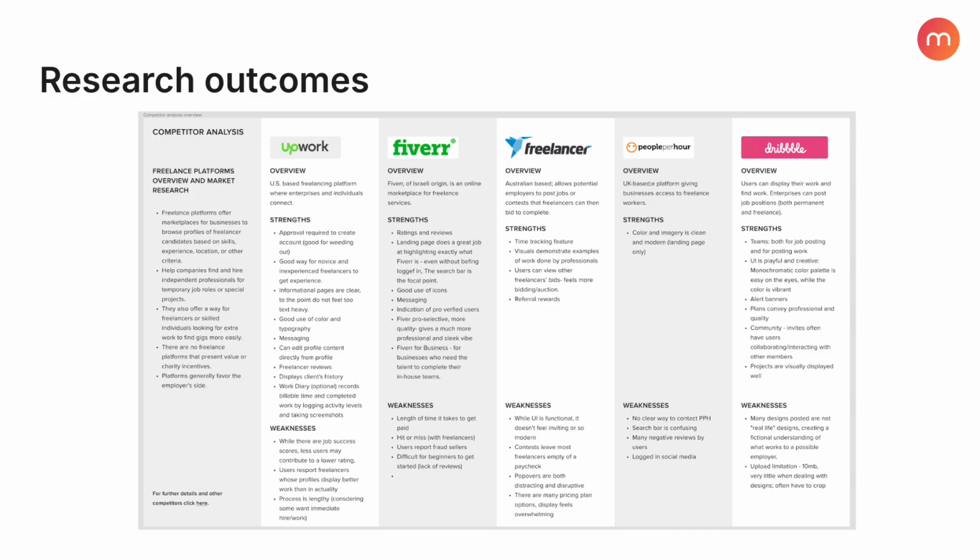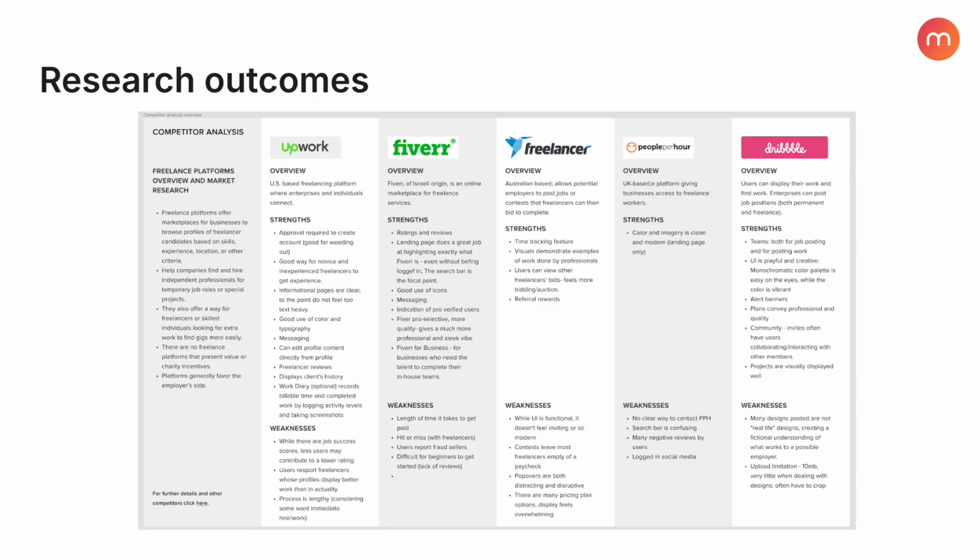But every platform also has its weaknesses. Upwork's long processes can feel slow for users who want immediate work. Fiverr's marketplace is large but can be hit or miss in quality. Freelancer's interface feels dated and cluttered. People Per Hour lacks clear contact options and receives mixed reviews, and Dribbble, while beautifully designed, sometimes gives an unrealistic view of client expectations and limits upload sizes.